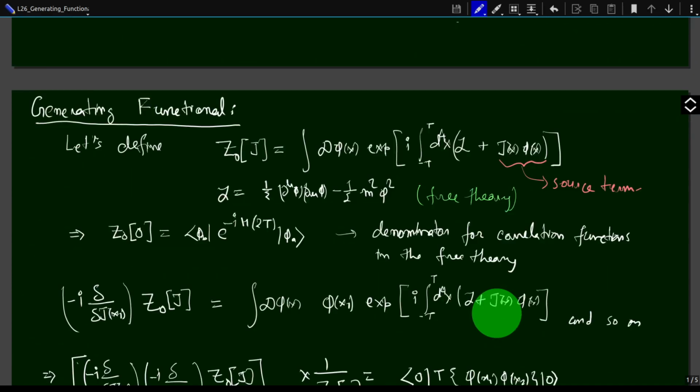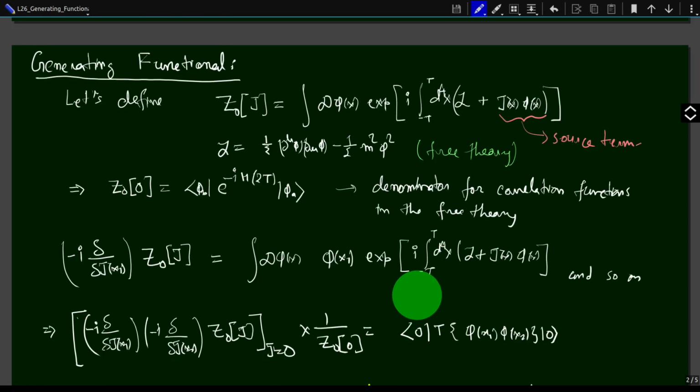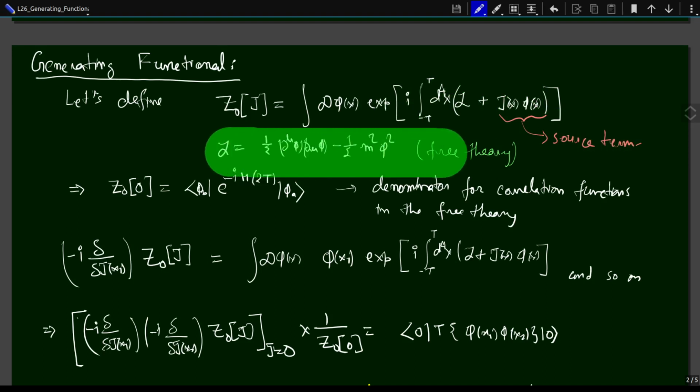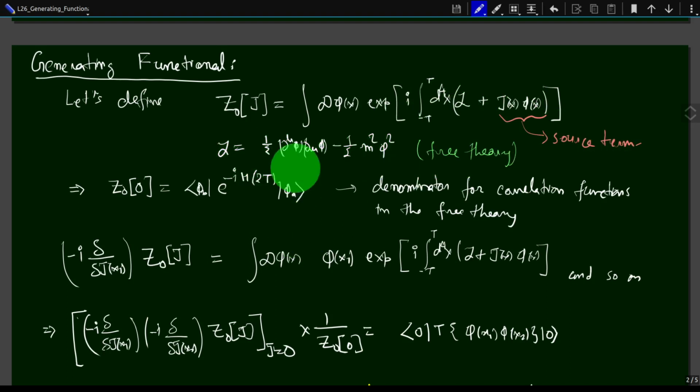These are simple rules. Now let's go on to define what's called the generating functional. Let's first define Z_0 of J equal to the path integral D phi of exponential i times the integral dt d^4x of the Lagrangian plus J times phi. So everything is as it was, except this J(x) times phi(x) is introduced. This is called the source term, and here the Lagrangian for the free theory is used, just the quadratic part. That's why the Z has a 0 subscript.